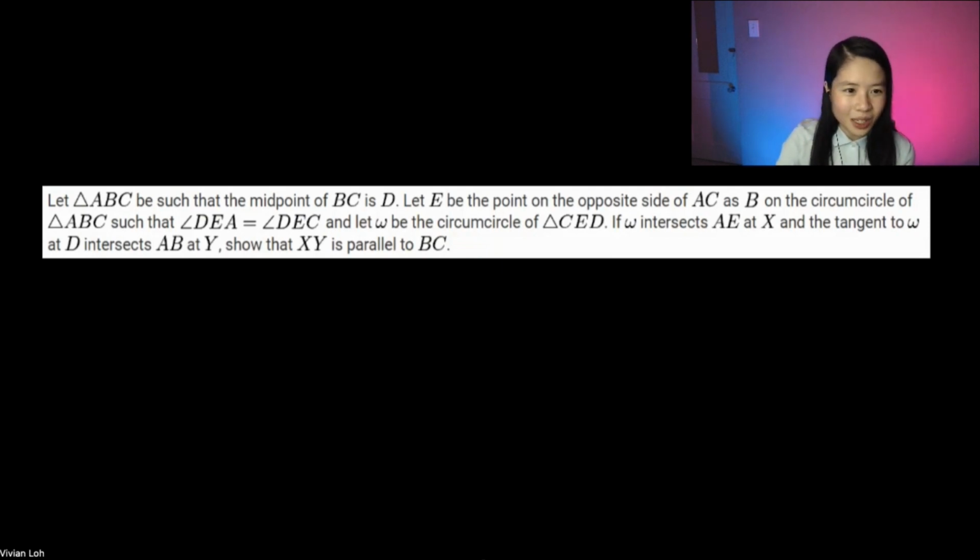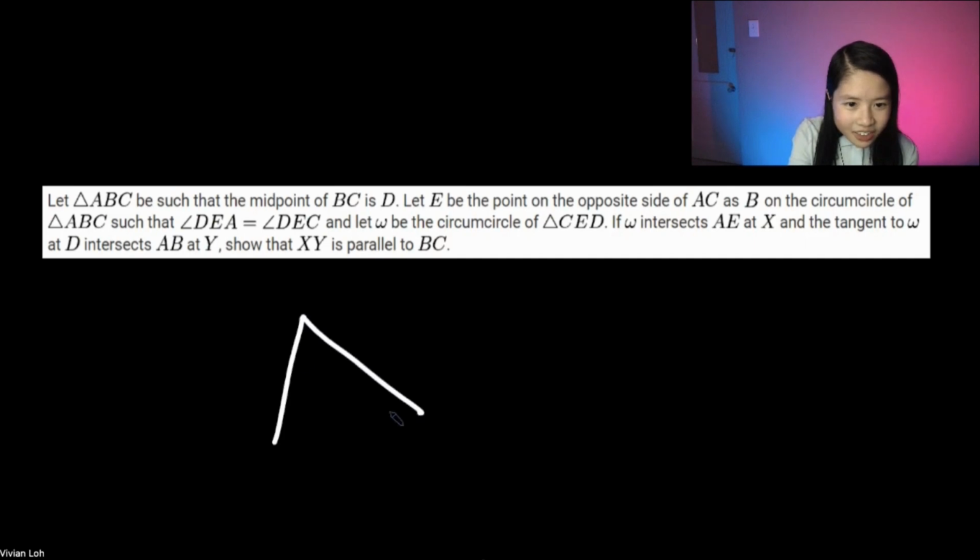So this is our problem. Let triangle ABC be such that the midpoint of BC is D. E is on the opposite side of AC as B on the circumcircle of ABC such that angle DEA equals angle DEC, and omega is the circumcircle of CED. If omega intersects AC at X and the tangent to omega at D intersects AB at Y, show that XY is parallel to BC. Okay, let's draw a diagram.